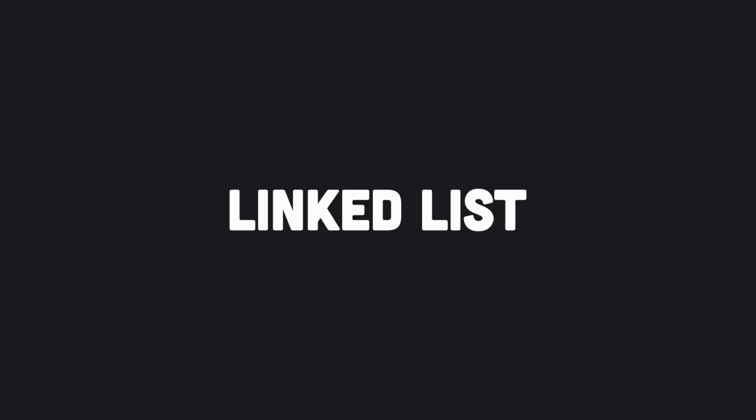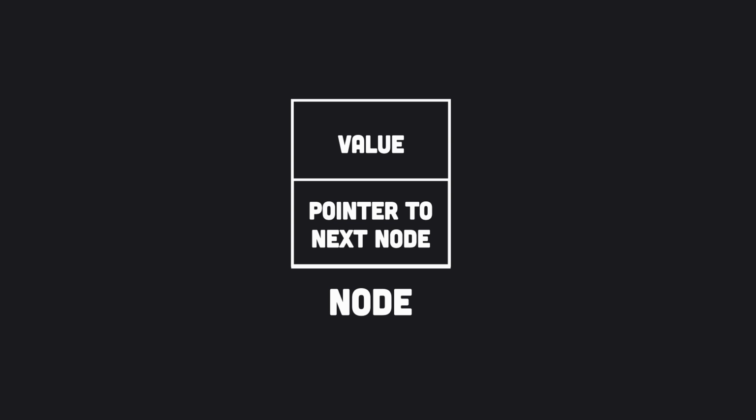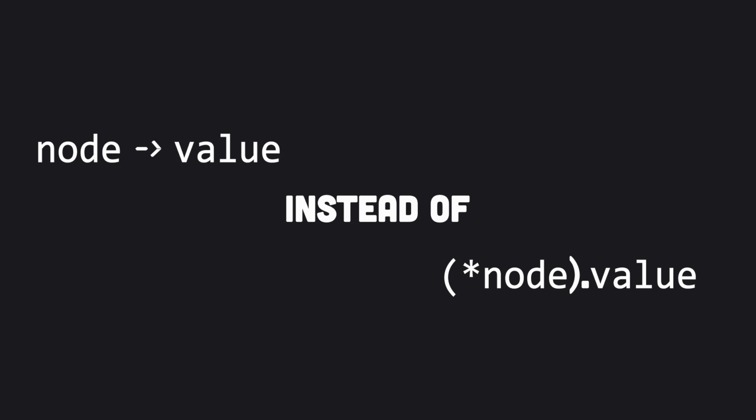Now, arrays are fast for access but rigid, requiring one large block of memory. To gain flexibility, we use linked lists. In a linked list, each element, called a node, holds a value and a pointer to the next node. This lets us connect memory wherever it's available, not needing one big chunk. Sure, we use a bit more space storing those pointers, but the flexibility gain is huge. In C, we access a node's value using node arrow value, which is cleaner than star node dot value.